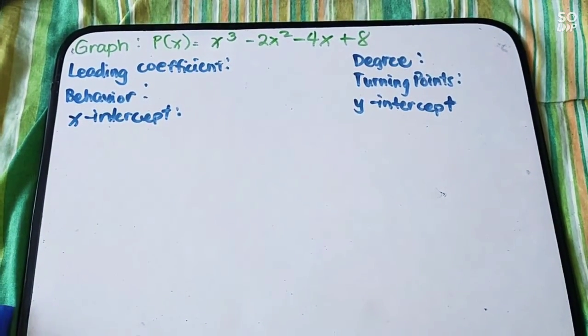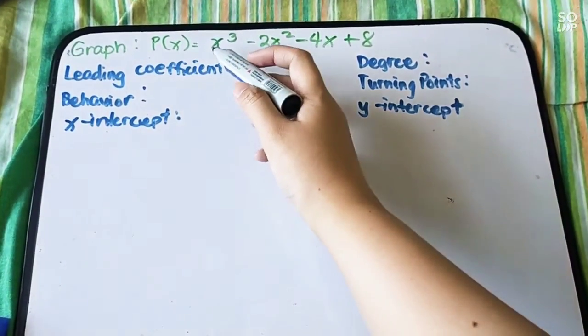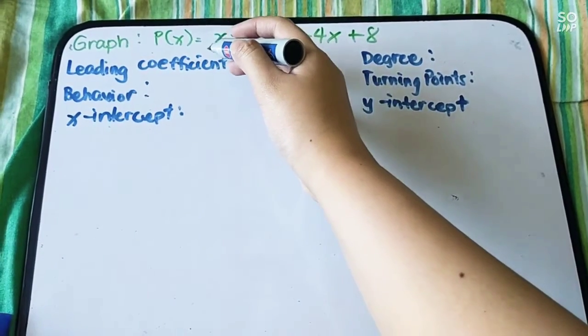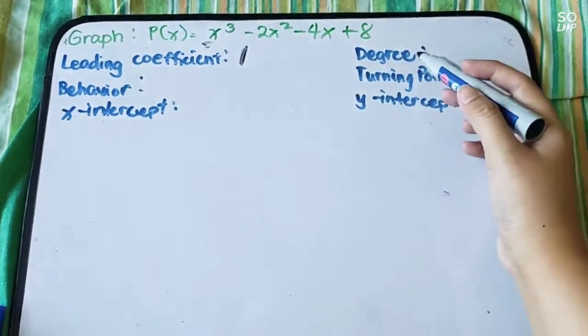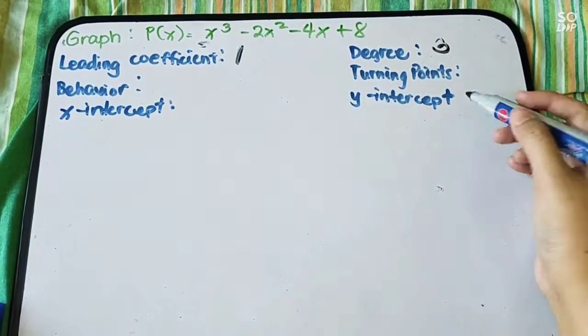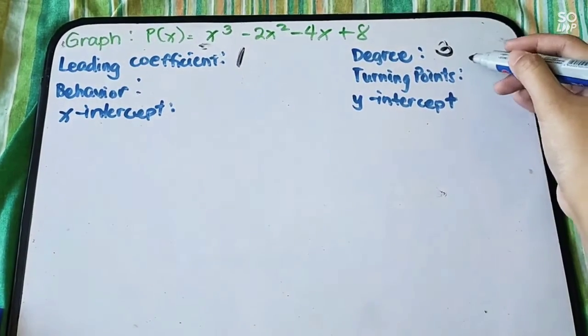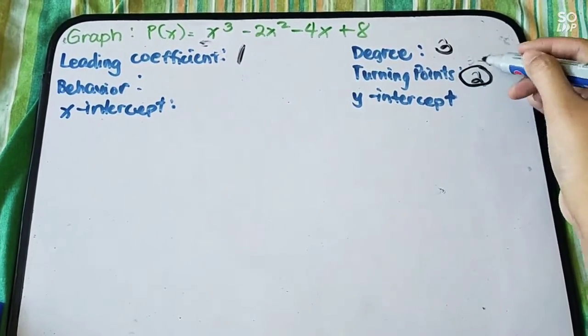Let us first find the leading coefficient. What is the leading coefficient here? Our leading coefficient, the numerical coefficient of the leading term, is 1. Then, the degree is the highest exponent, which is 3. Then, the turning points. The turning points is 3 minus 1, and the answer is 2. So, these are the turning points.